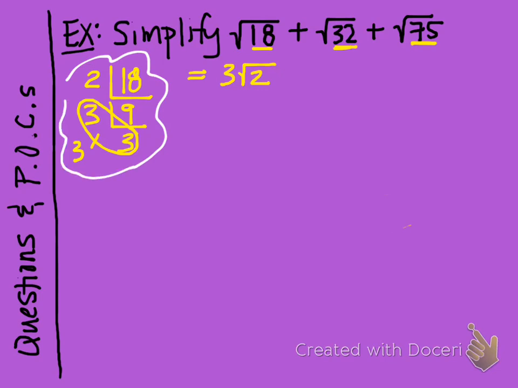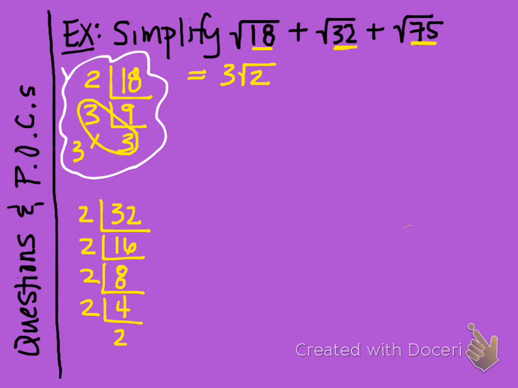I'll kind of separate these so we don't get confused. Okay, the next one we want to do is the square root of 32. So I'm going to do my upside down division again. 2 will go into 32 16 times. I can use 2 again. 2 goes into 16 8 times. 2 goes into 8 4 times. I can use 2 again. 2 goes into 4 2 times. 2 is prime, so I'm done.